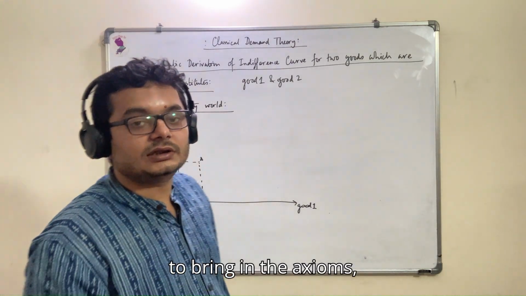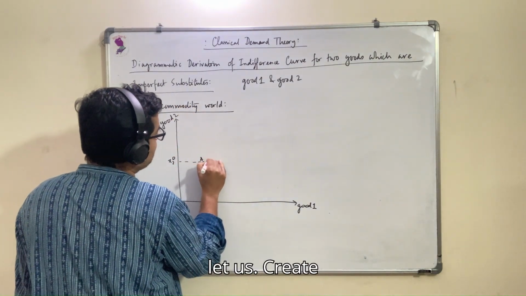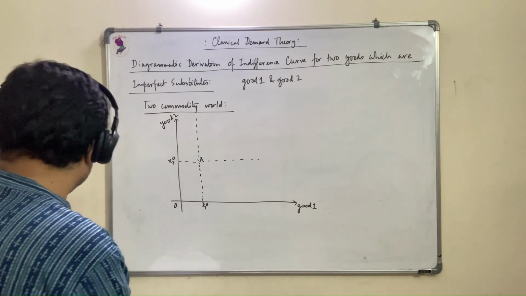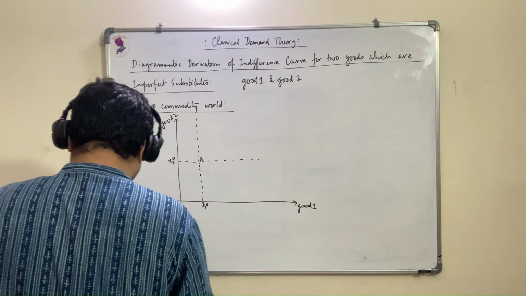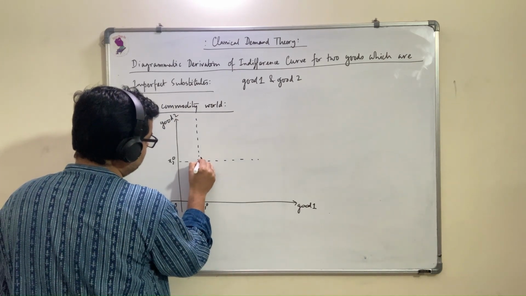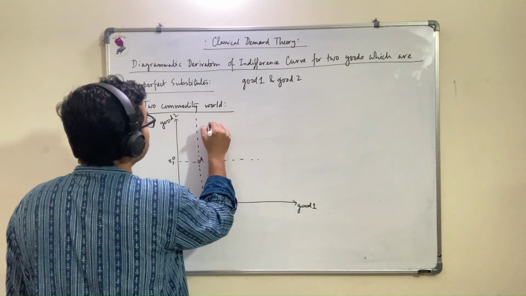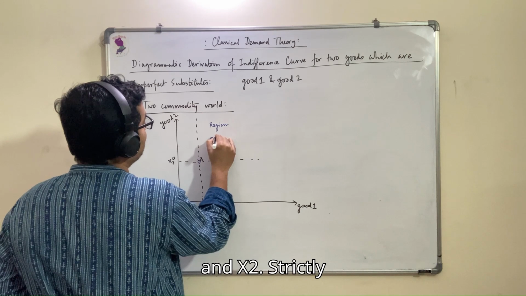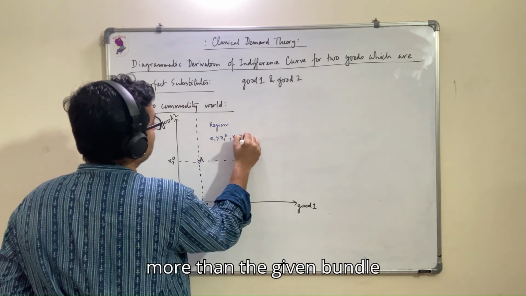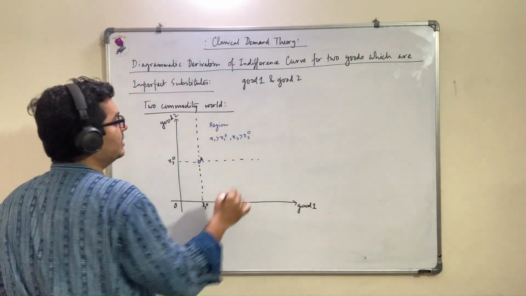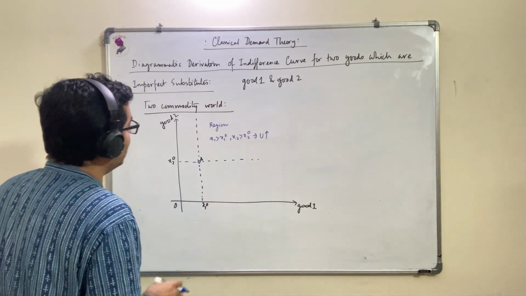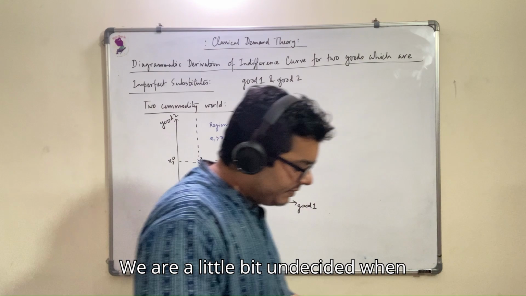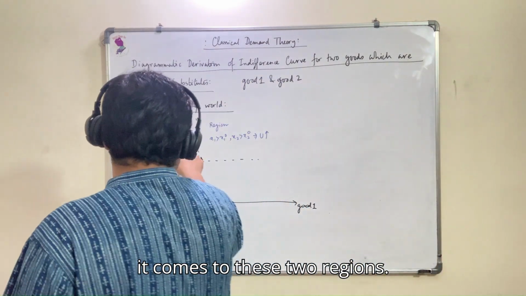Now, to bring in the axioms, let us create 4 different parts on this plane. Now, with respect to A, we know that in this region, both x1 and x2 are strictly more than the given bundle. So that means utility is higher. And in this region, the opposite thing is true. So here utility will fall. We are a little bit undecided when it comes to these two regions.